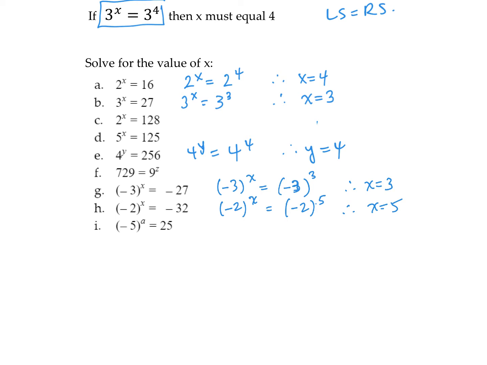And then the last one, A, I have negative 5 to the power A equals 25. I know that 5 times 5 is 25, and I know that if I square negative 5, I'll get a positive answer, so that one works out too, where A would be 2.